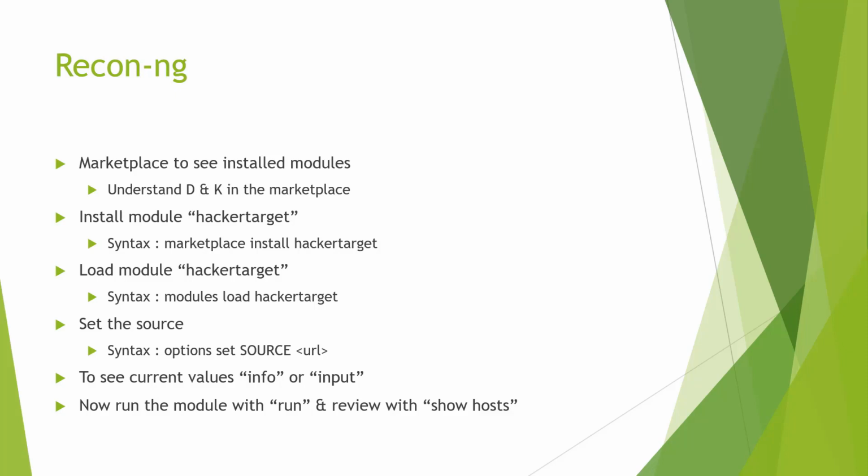We're going to set a source by doing the option set source and doing our URL. And then we're going to verify certain values by typing in info or input. And then we're going to run the module with run, and then we're going to watch the output. So let's jump into Kali and let's see what we can do.